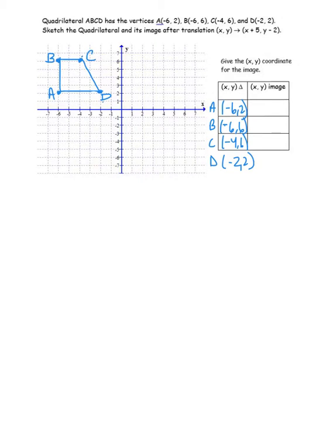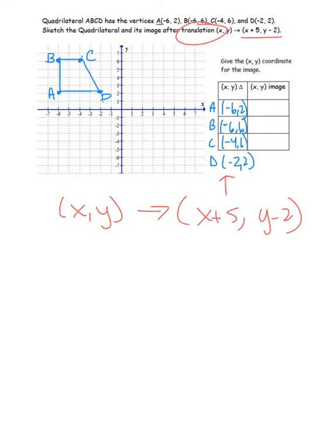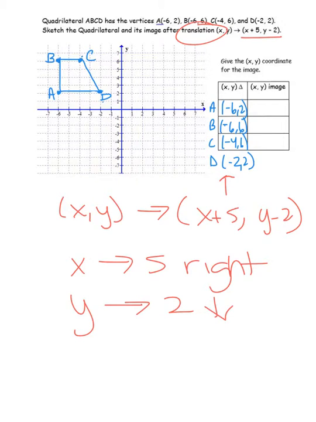In our next example, we're looking at a translation. We're given a quadrilateral ABCD. The vertices are labeled, and to save some time, I've already plotted the points and listed them in my pre-image. Now I need to do a translation of x plus 5 and y minus 2. The coordinate notation above is x comma y, which is our original. Then I'm going to go x plus 5, so in x, I'm going to go 5 to the right. My y minus 2 is telling me to go 2 down along the y-axis.